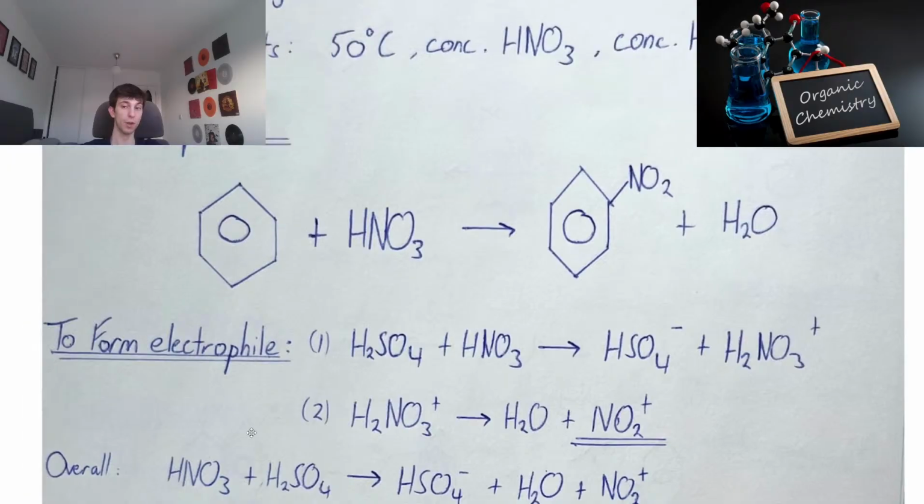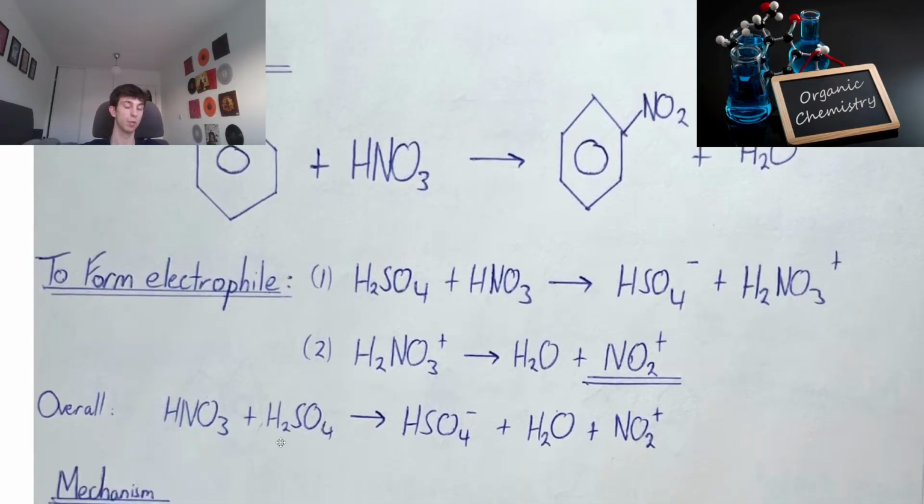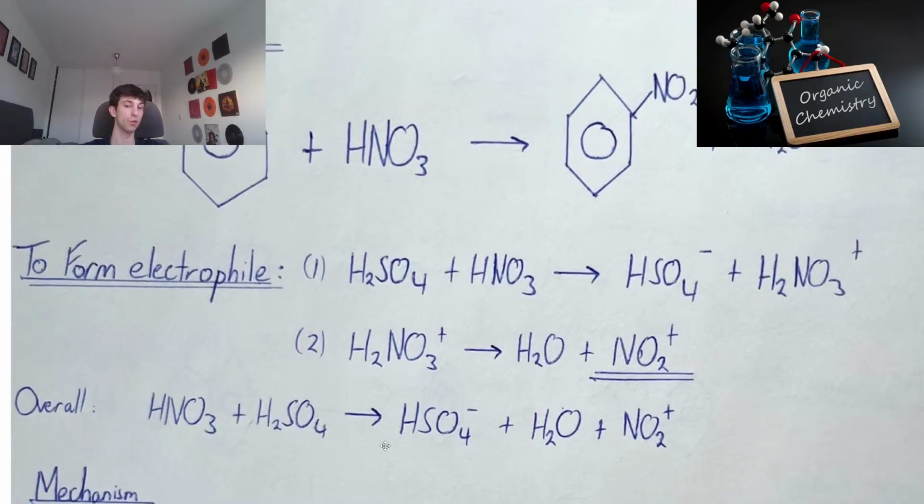And then as I wrote here, the overall, or you could just write in the exams to speed things up, will be your nitric acid plus your sulfuric acid goes to HSO4 minus. It's going to have to be reformed because it's a sulfuric acid catalyst, plus H2O, a bit of water, and our NO2 plus. Now we have our mechanism.